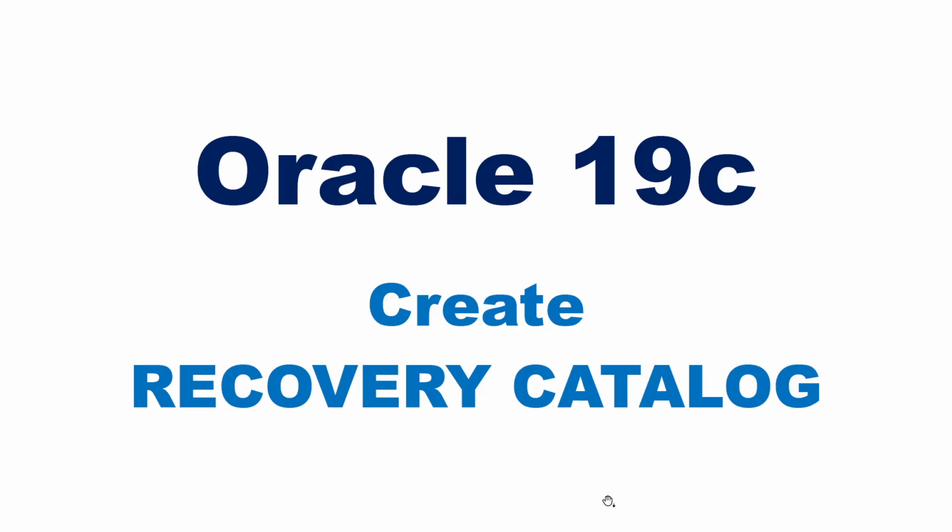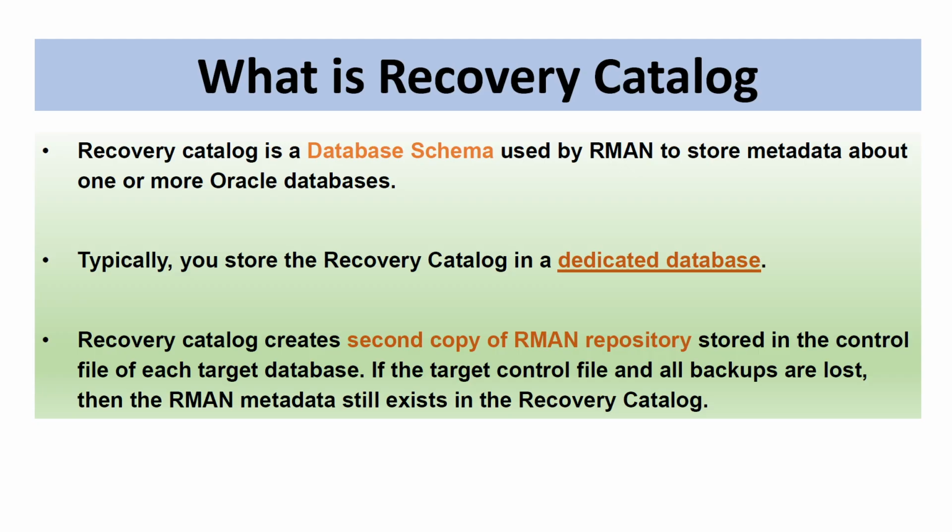Hello all, in this tutorial we will learn how to set up a recovery catalog in Oracle 19c. What is a recovery catalog? A recovery catalog is a database schema used by RMAN to store metadata about one or more Oracle databases. Typically, you store the recovery catalog in a dedicated database. A recovery catalog creates a second copy of the RMAN repository stored in the control file of each target database. If the target control file and all backups are lost, then the RMAN metadata still exists in the recovery catalog.